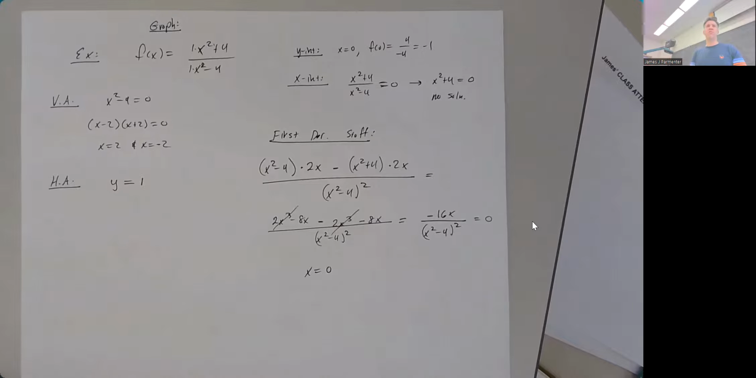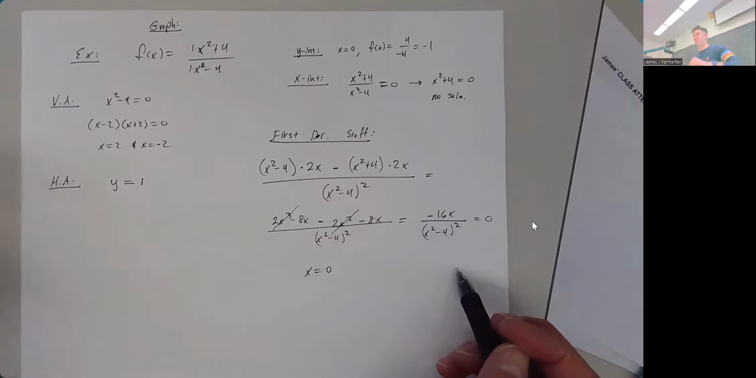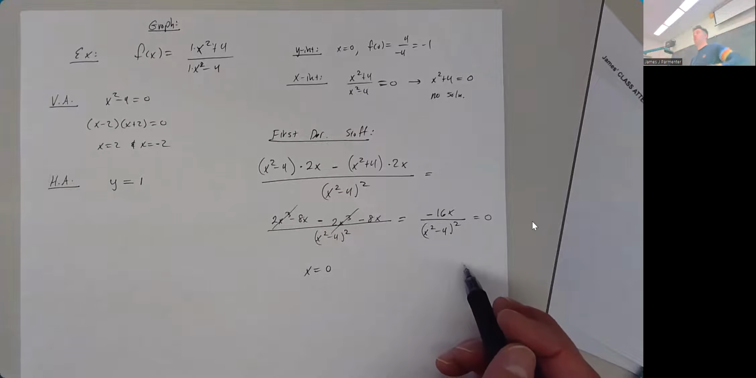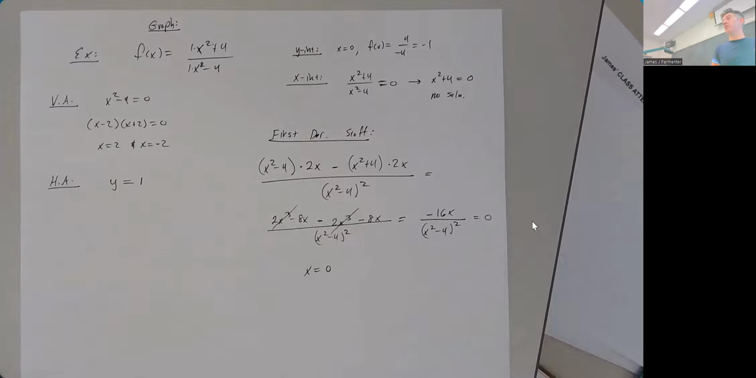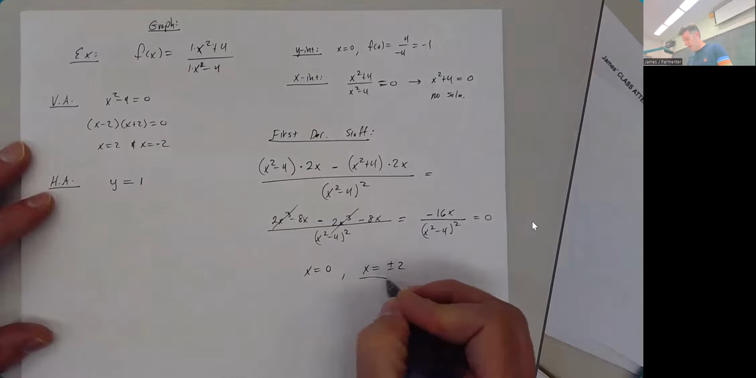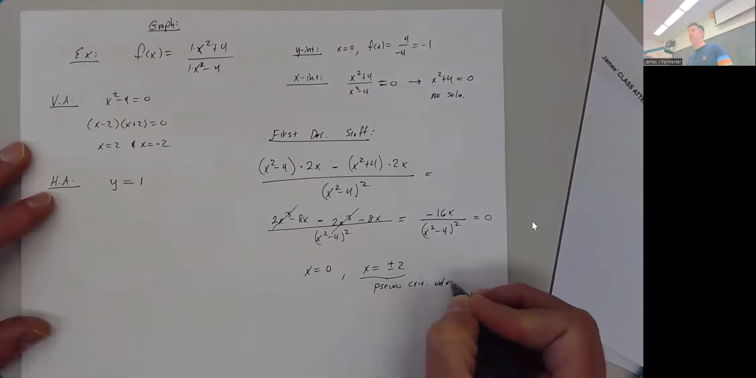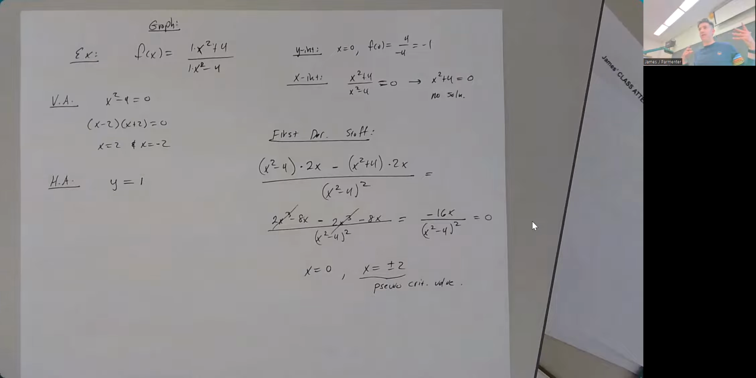Is 2 a critical value? Maybe, kind of. It's what I call a pseudo critical value, because if you plug in 2, what do you get in the derivative? I get undefined, which is something we look for, but to be a real critical value, it has to be in the domain of the original function, and 2 obviously is not. But we still want to include it in the sign chart. So we're definitely going to include both x equal to plus or minus 2. These are pseudo critical values. That's not an official name. It's just what I call it because I think it makes sense.